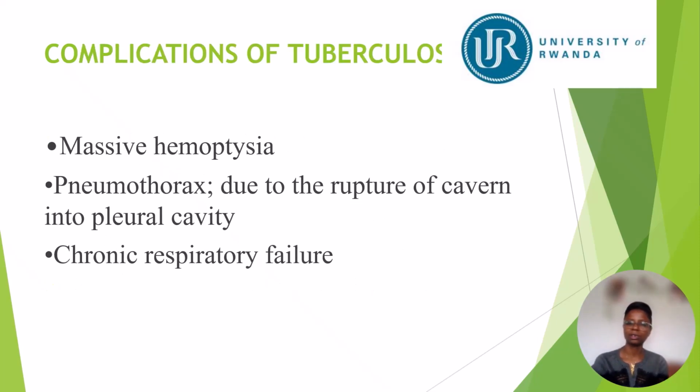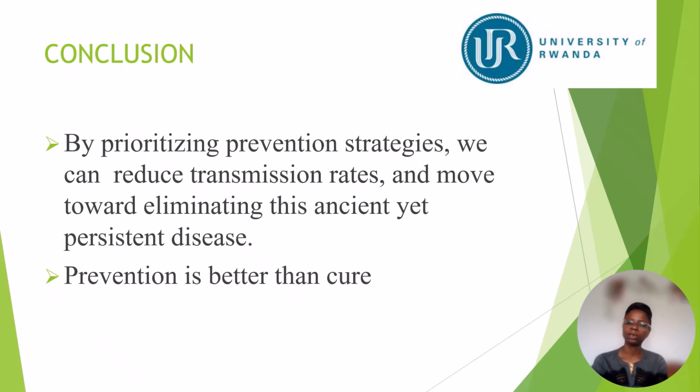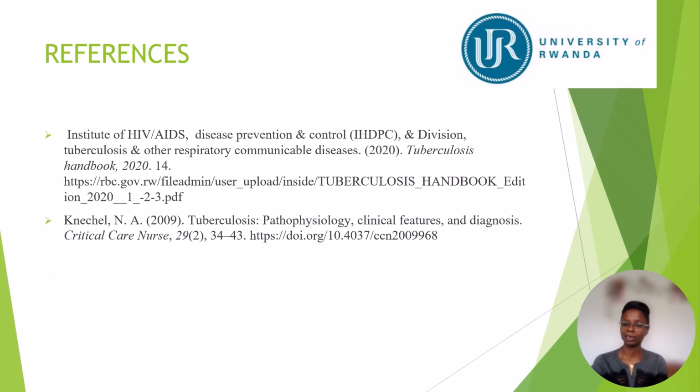Complications of tuberculosis. A person with tuberculosis may have massive hemoptysis, and may have pneumothorax, which can be due to the rupture of a cavern into the pleural cavity. They also have chronic respiratory failure. As a conclusion, by prioritizing prevention strategies, we can reduce transmission rates and move toward eliminating this ancient yet persistent disease. Prevention is better than cure. Thank you for your kind attention.